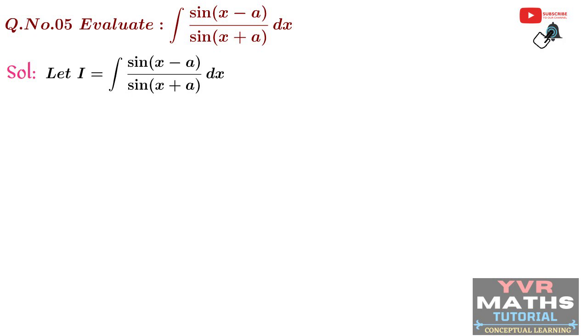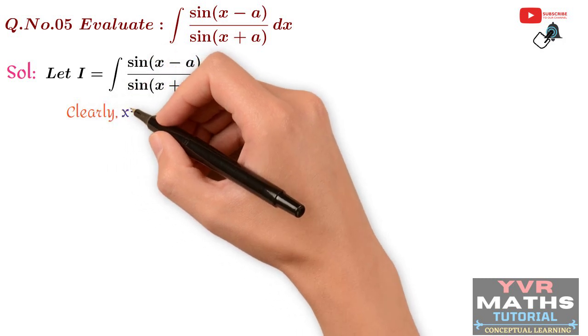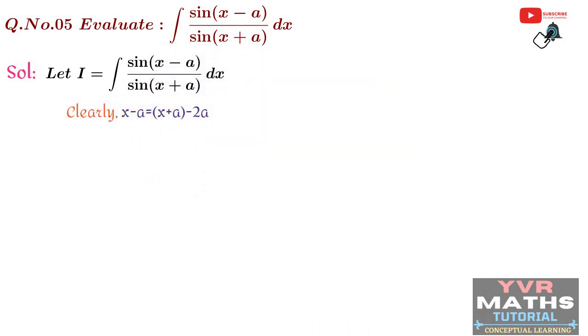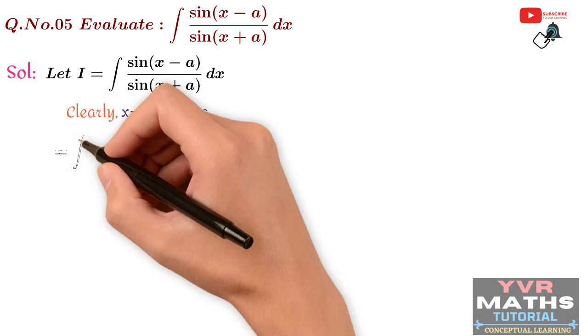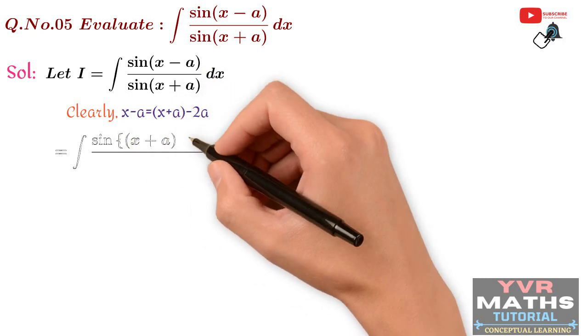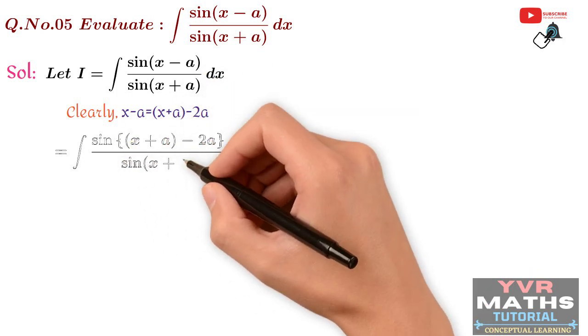So now on the numerator, the angle of sin is x minus a. Now this angle x minus a, I am going to write as x plus a minus 2a. Observe carefully, students. The angle of sin which is on the numerator in the given integrand, I am going to write as x plus a minus 2a. Then what you will get?